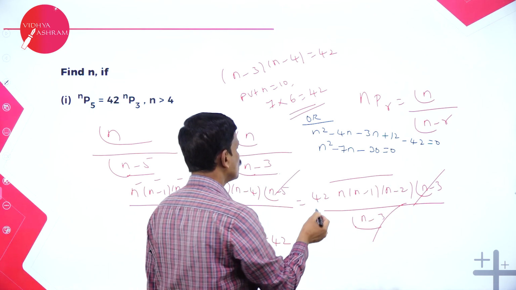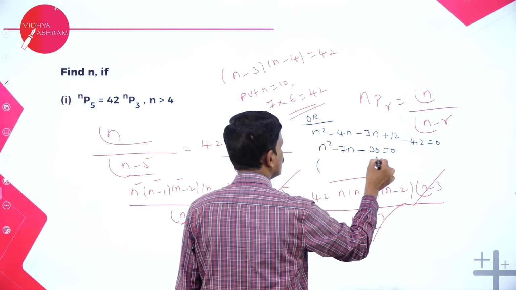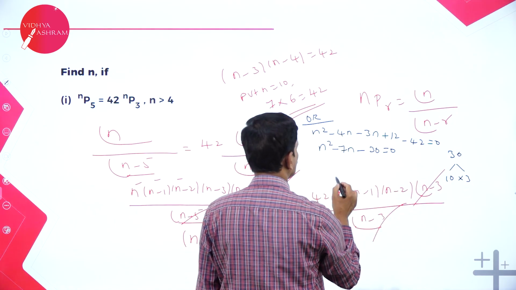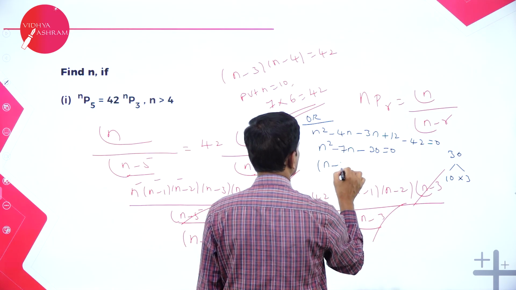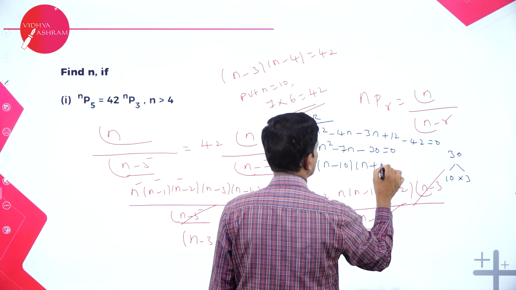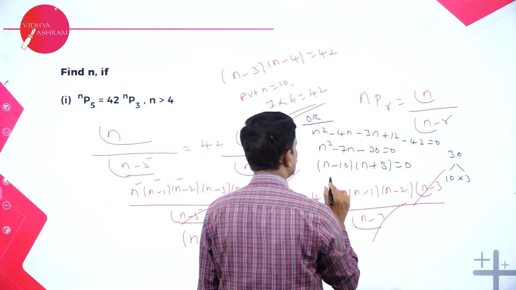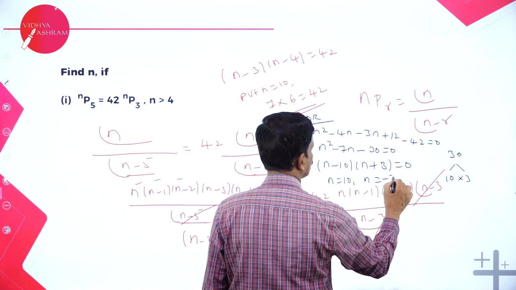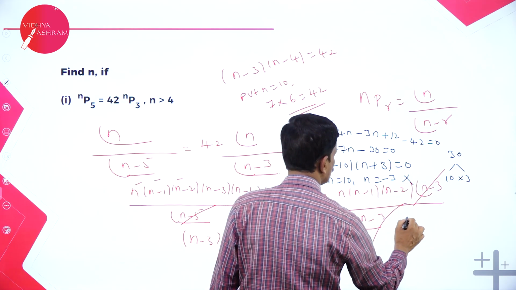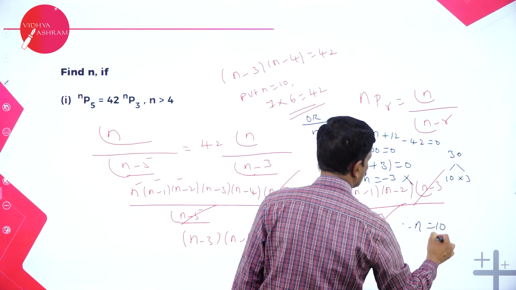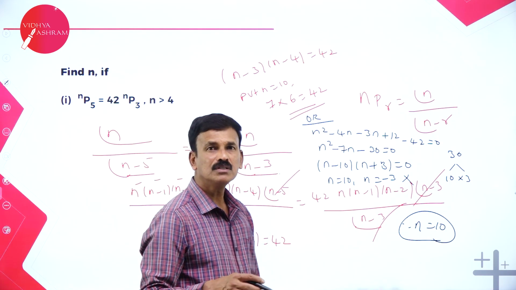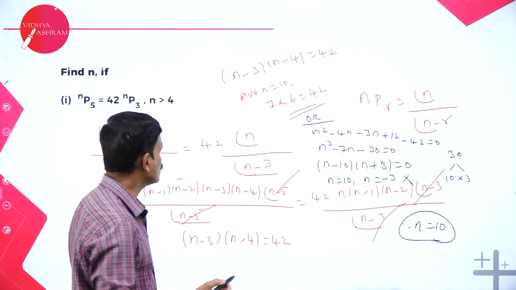So the factors for this: 30 can be written as 10 threes are 30. Therefore the factors are (n minus 10) into (n plus 3) is equal to 0. So n minus 10 is equal to 0 means n is equal to 10, or n is equal to minus 3. We cannot take the negative. So therefore the value of n is equal to 10.